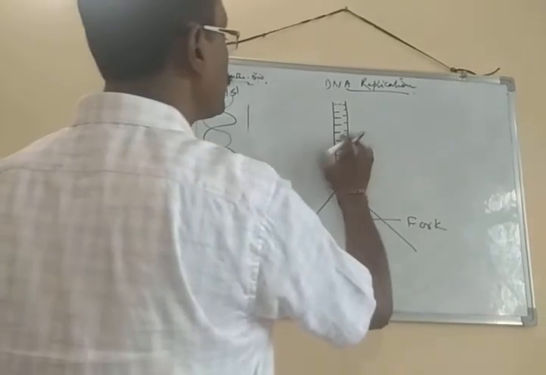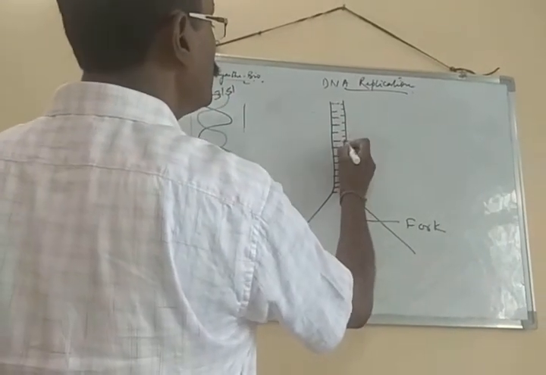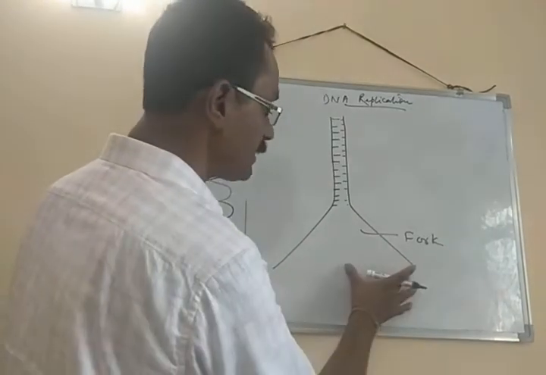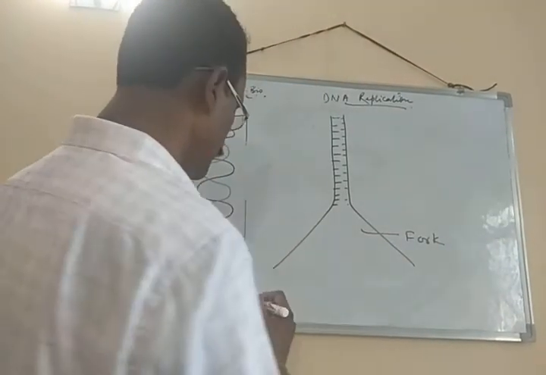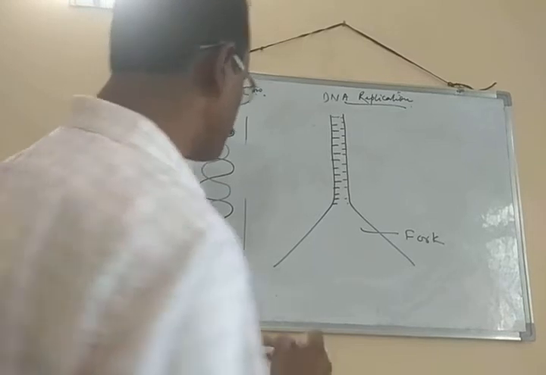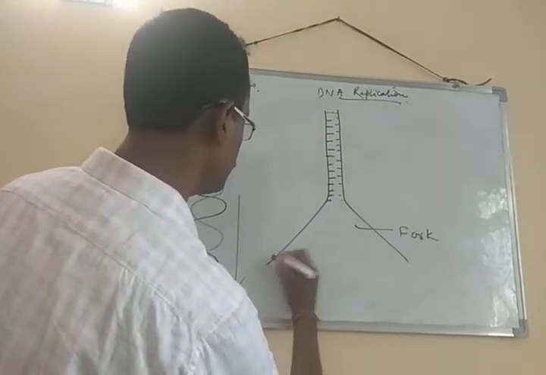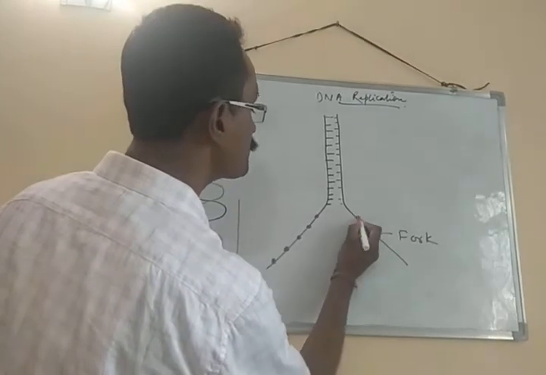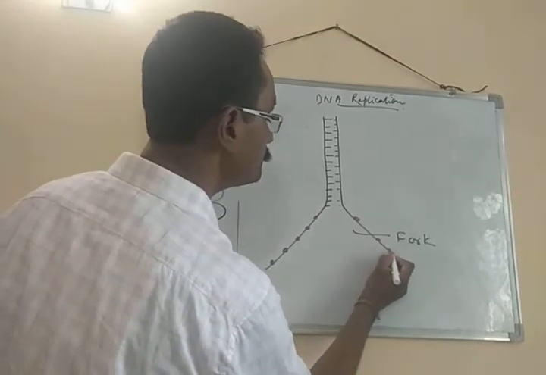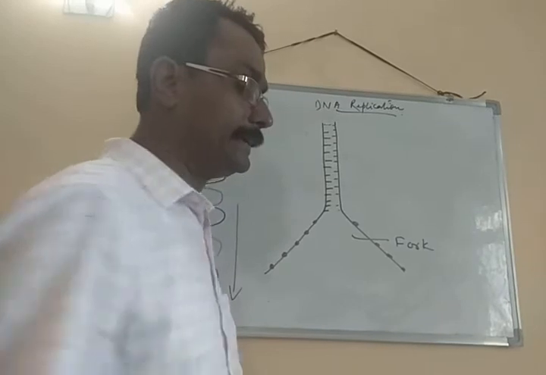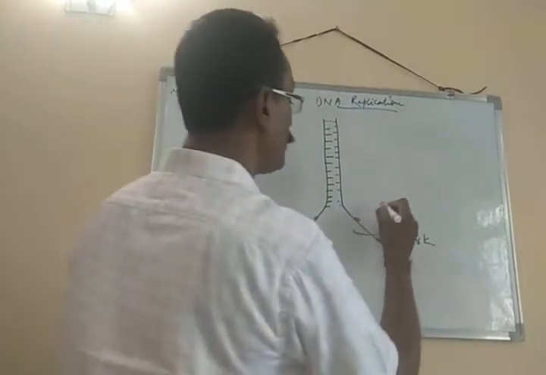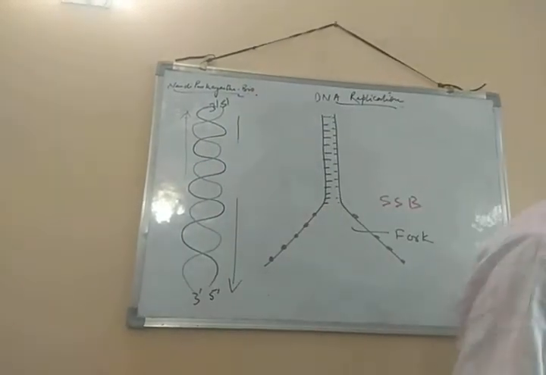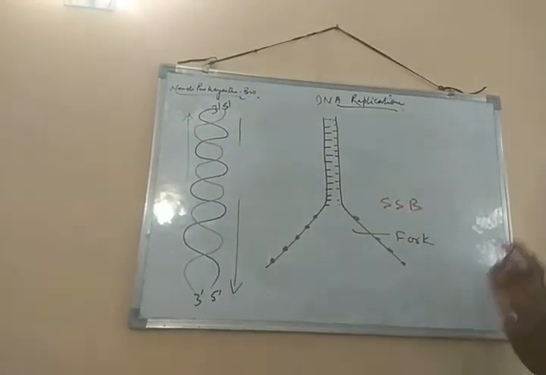Here it will be acting. Now, the first thing that comes: these two strands are not separated. Here remains, you see this part. Here I am putting some names. This is called SSB. What is it called? SSB. It is called single stranded binding protein.